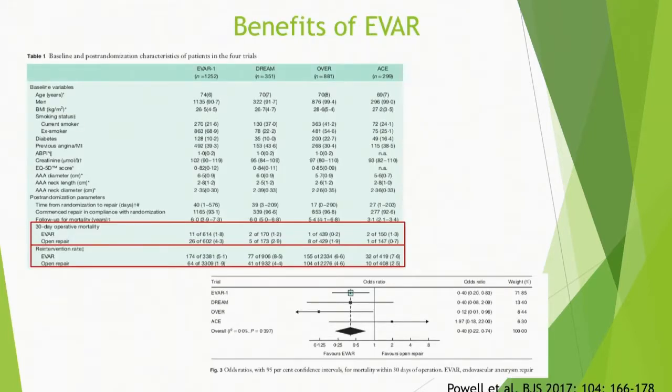So this slide shows the summary data of 4 known randomized trials on EVAR versus open surgery. These are the UK EVAR-1 trial, the Dutch DREAM trial, the US OVER trial, and the French ACE trial. This showed that 30-day operative mortality was better for EVAR compared to open surgery. The re-intervention rate, however, is higher for EVAR in the EVAR-1 and the DREAM trial. However, the OVER trial had some controversial results in that the secondary re-intervention rate was not higher.